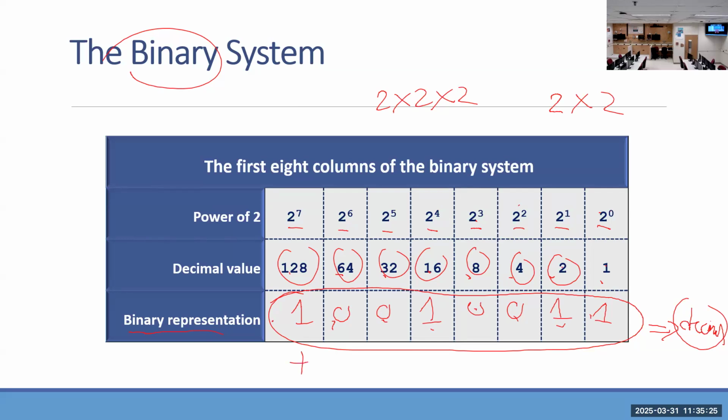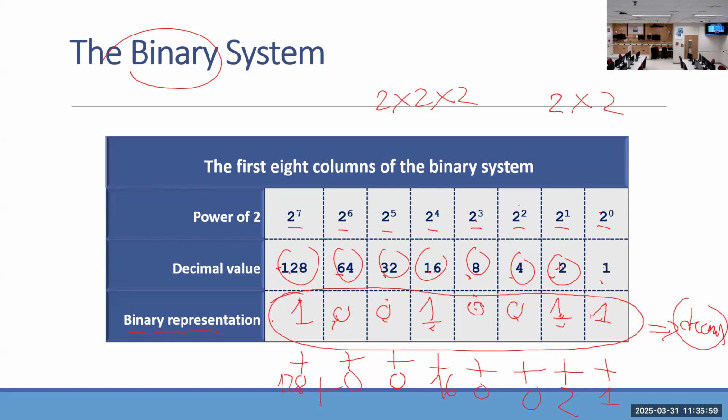I just add them up together, right? So now you see what happened here. This one, I have number 1 in the 128 column, that's why I have 128 here. This one I have 0, that's why I have 0 here. This one I have 0, I put 0 here. This one I have number 1 in the 16 column, that's why I add 16. This one I have 0. This one I have 0. This one I have 1 in the 2 column, that's why I have 2. And this one I have 1 in the 1 column, that's why I have 1 here.